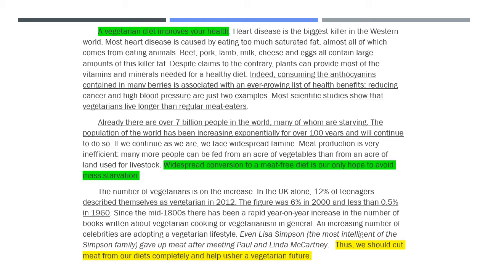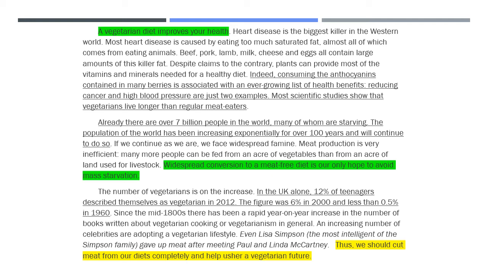In the second paragraph on this page, the last sentence is the intermediate conclusion. Widespread conversion to meat-free diet is our only hope to avoid mass starvation. So again, no indicator, but it's a general enough topic that clearly that was the focus of that paragraph. Everything you see that's underlined, that is evidence. So notice, for example, here in the second paragraph, there's a specific number, 7 billion people in the world, and over 100 years, this will continue to rise. Not very specific, but it is evidence.